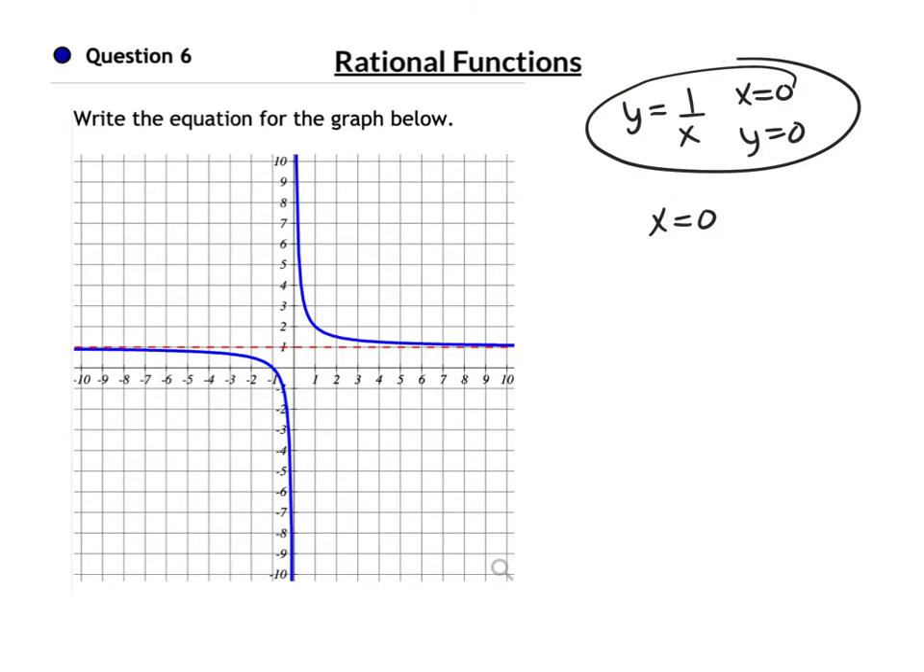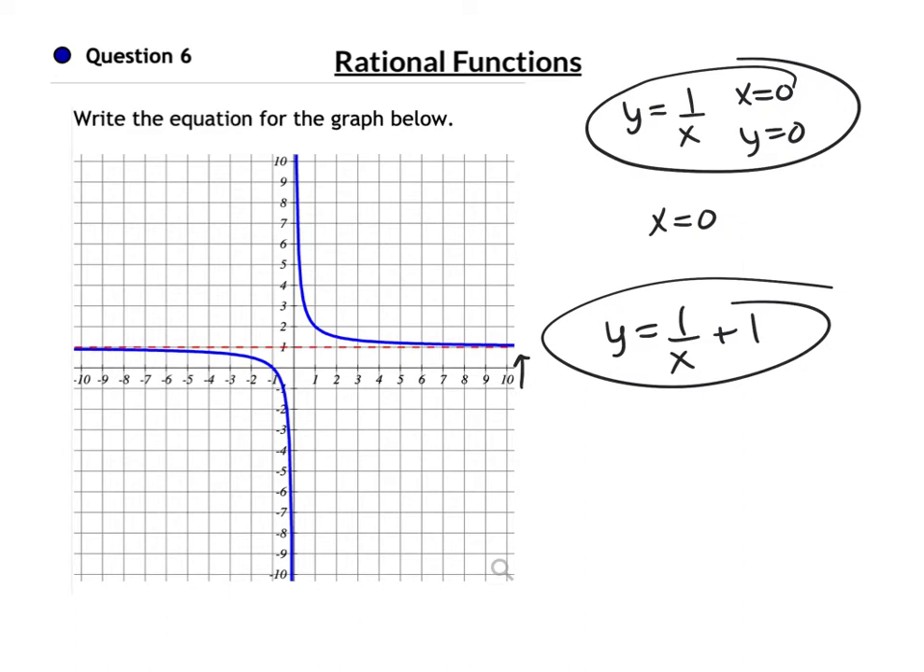We have, however, had a vertical one. We've moved everything up 1. That means our equation is y equals 1 over x, and all we've done is move the asymptote up 1, and there is the answer to question 6.